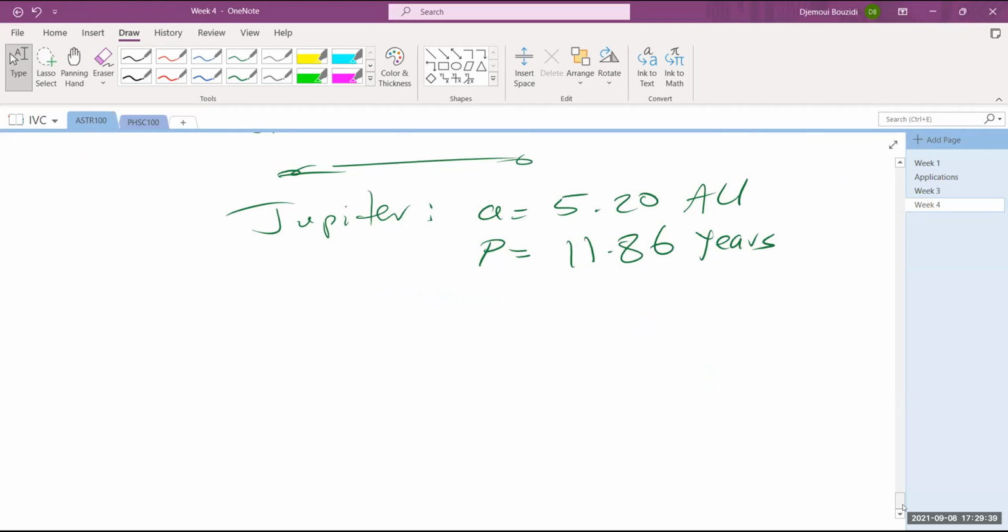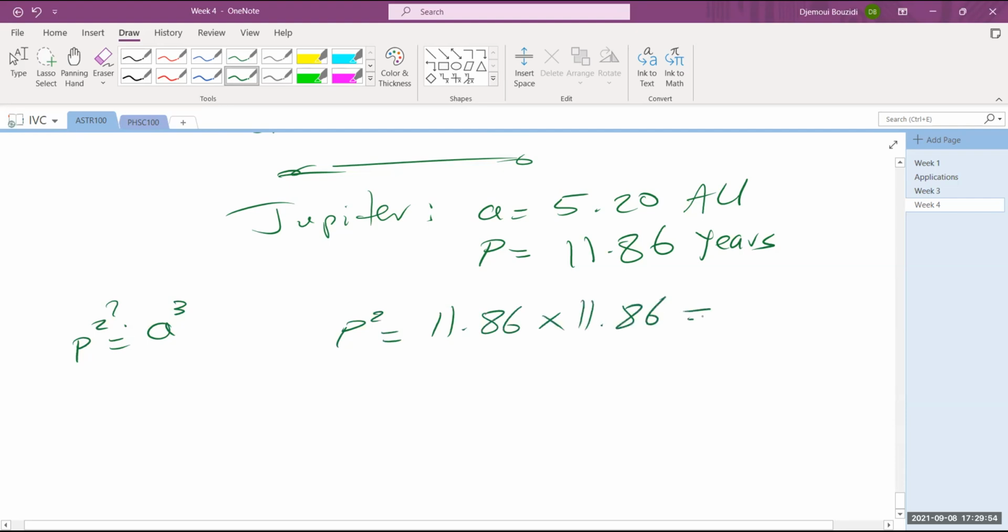It's different. So let's do the same thing. Now, is it true that p squared is the same thing as a cubed? Let's see how accurate that is. So p squared is the same thing as 11.86 times 11.86, and this is going to give me a number. So I need to check it with a cubed, which is going to be 5.20 times 5.20 times 5.20. This is going to give me an answer.